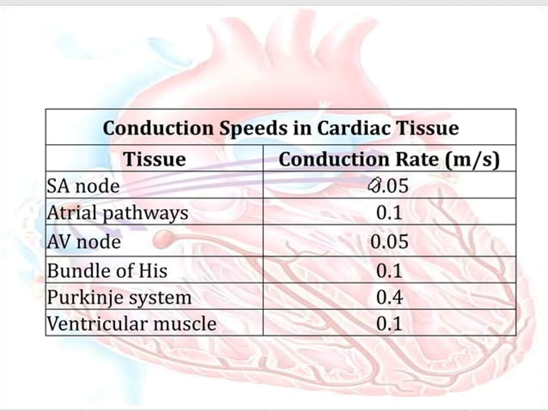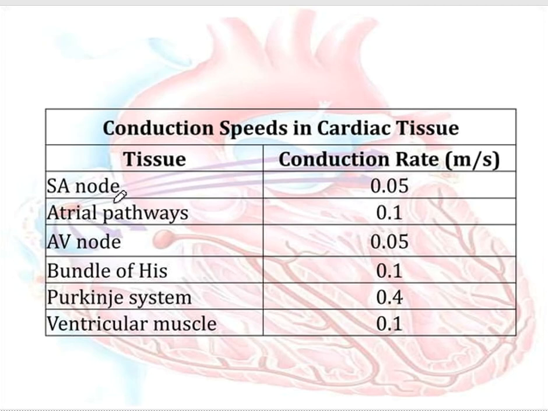So this is the conduction rate, which is 0.8 second actually. SA node is 0.05. Atrial pathways will not take much time because they only have to transfer the impulses from the SA node to the AV node. The AV node takes major time, that is 0.05. Okay. So the time required from the AV node to the bundle of His is 0.1, Purkinje fiber is 0.4, and ventricle muscle is 0.1.